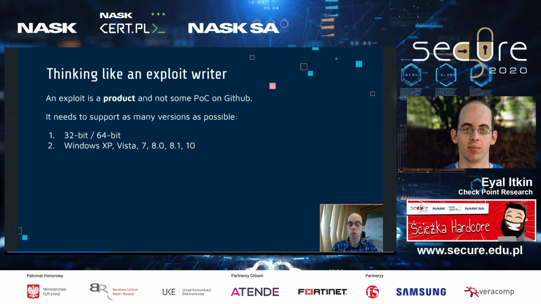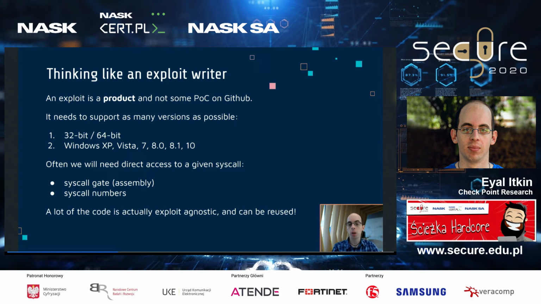And since we need to support so many Windows versions, we will need some way to fingerprint the exact version used by our target and calibrate our exploit accordingly. In addition, we'll most probably need some direct access to a given syscall somewhere along our exploit, meaning we will need an additional syscall gate, most probably written in assembly, and the precise syscall numbers used per operating system version. The parts that I just described are actually exploit agnostic. We will need them in many exploits out there, and we can implement them as utilities to be used in some sort of an exploit template over and over in all of our exploits.